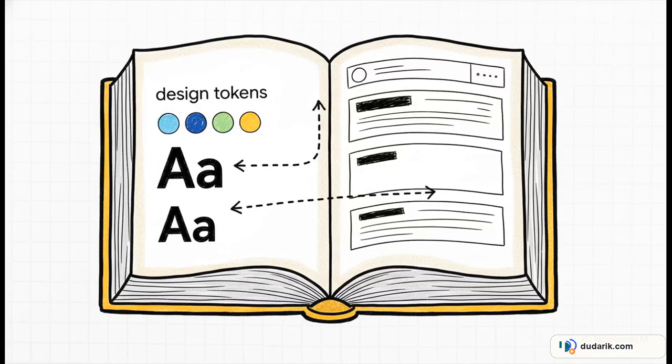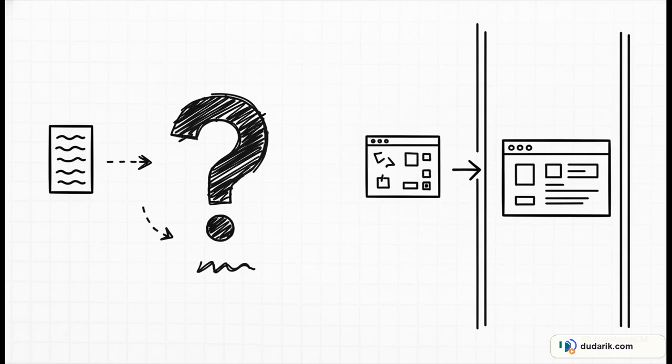Next up, you've got to lock in your fundamentals. Don't let the model invent its own style. You need to give it a strict visual rulebook. And you do this by defining what are called design tokens, which are basically just variables for your design. You tell it, hey, color primary is this specific hex code, and the font headline is this specific font. No more random blues.